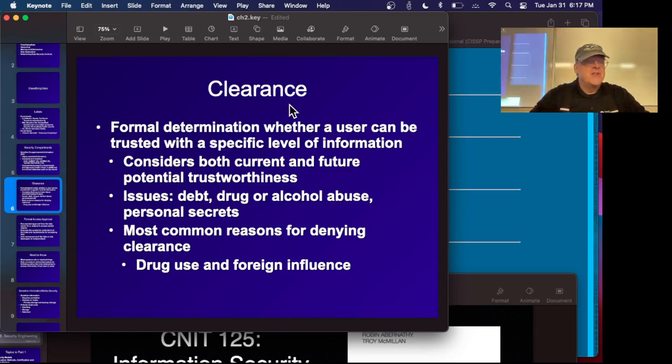Then there's clearance. Clearance is a formal determination of whether you can be trusted with information, and they will consider if there's something wrong with you. The most common reasons are drug use or foreign influence. I was surprised when I asked my military students if a married man cheating on his wife impaired his clearance. They said no, they don't care about that. They only care if he's got a foreign lover.